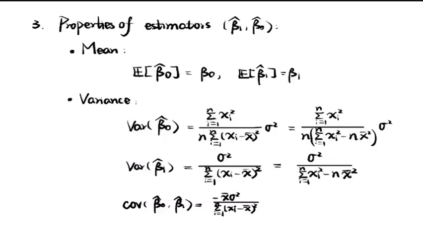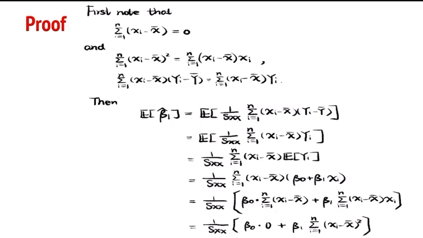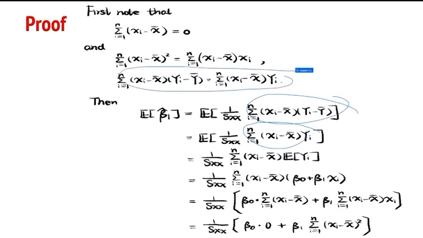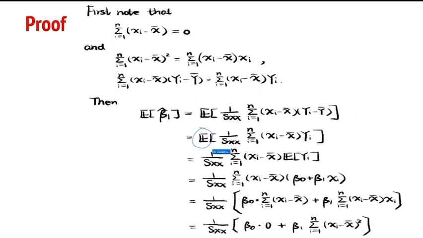Now take a look at this. You see that the beta 1 cap is defined as that. We're taking expectation of both sides. Remember that this term is the same thing as this one from here. You see that? That one is the same as that one. Now, I want to find the expectation of that.